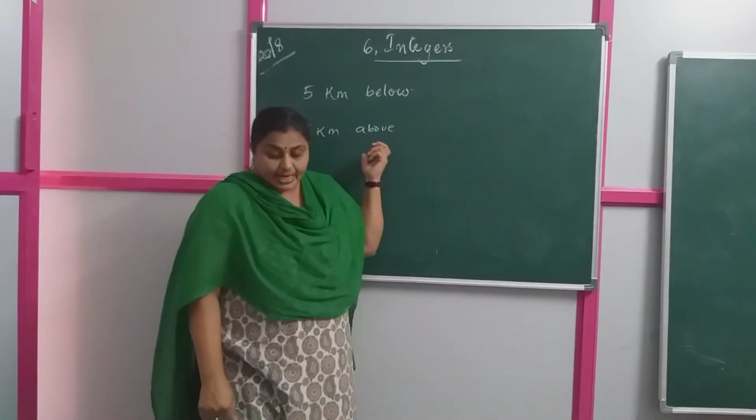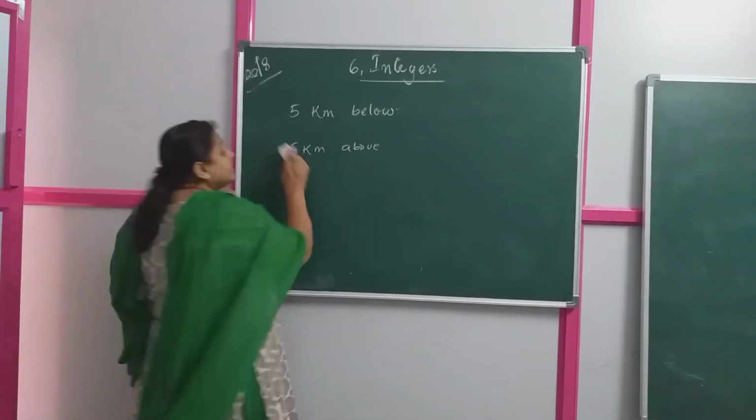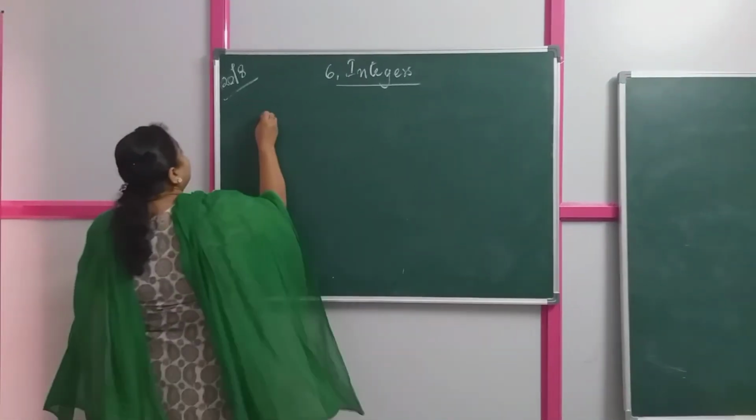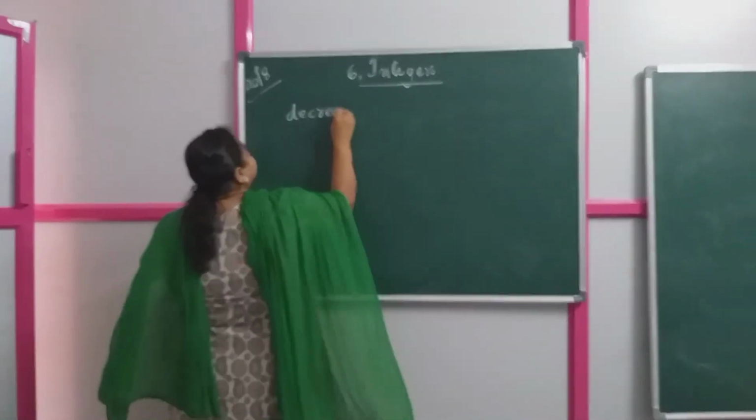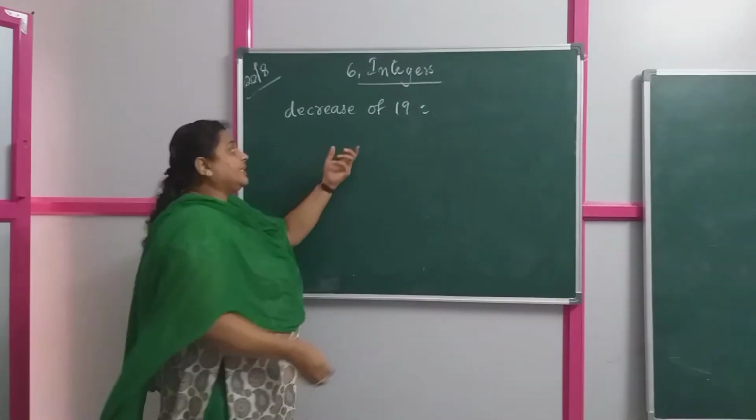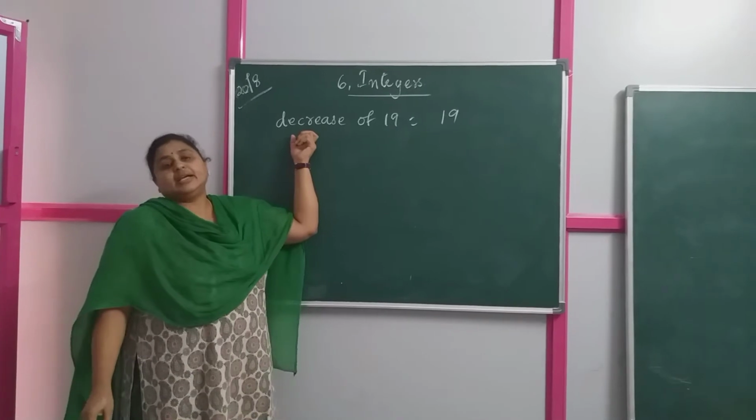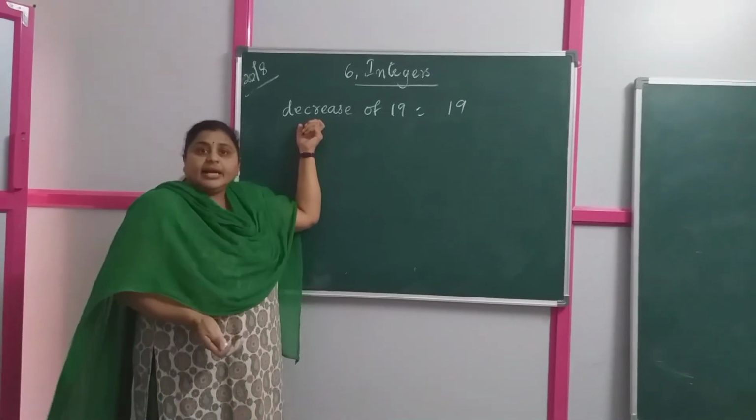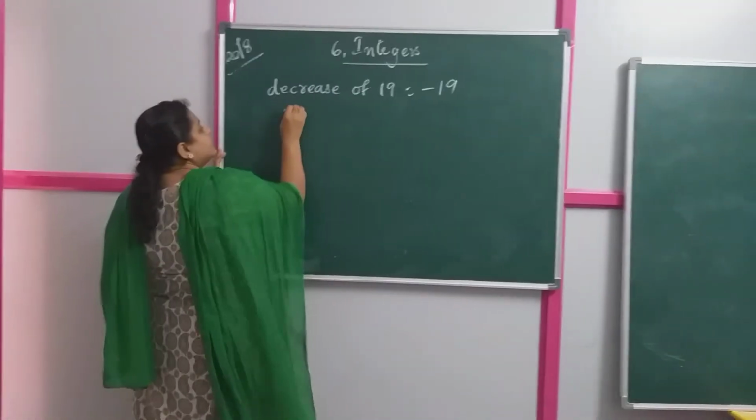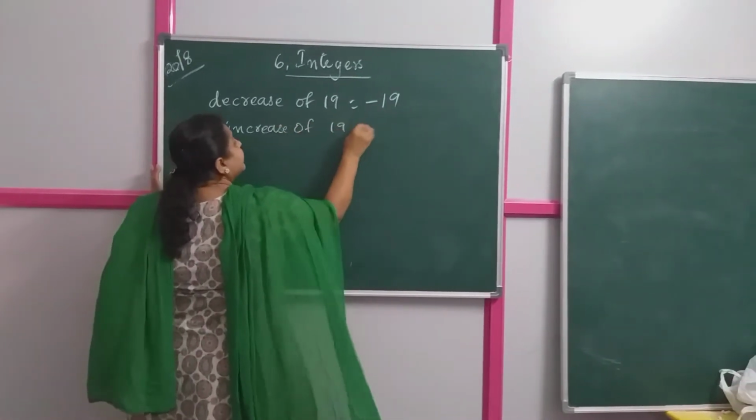Okay children, next, represent the following numbers as integers. They gave a sentence and we need to represent it as an integer. Now they gave a decrease of 19. How to represent it? 19 as it is you are writing. Now just observe the word decrease. Decrease is nothing but reducing. That is minus. If they say increase of 19, then it is plus 19.